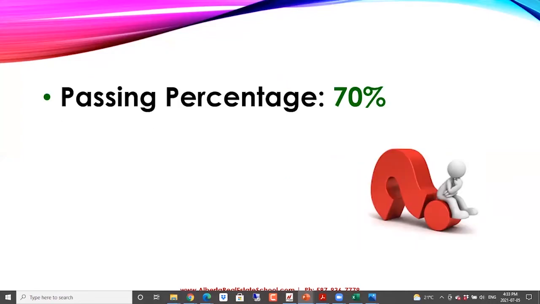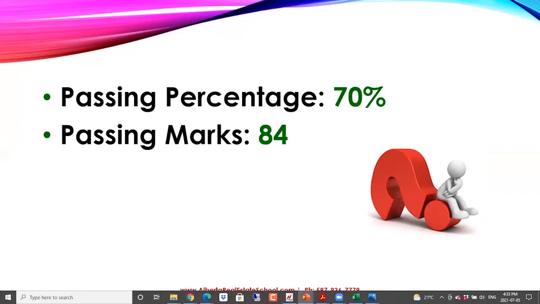In terms of the passing percentage for residential, again, we are looking at 70% as the passing percentage, which means we need about 84 marks out of the 120 in order to pass.